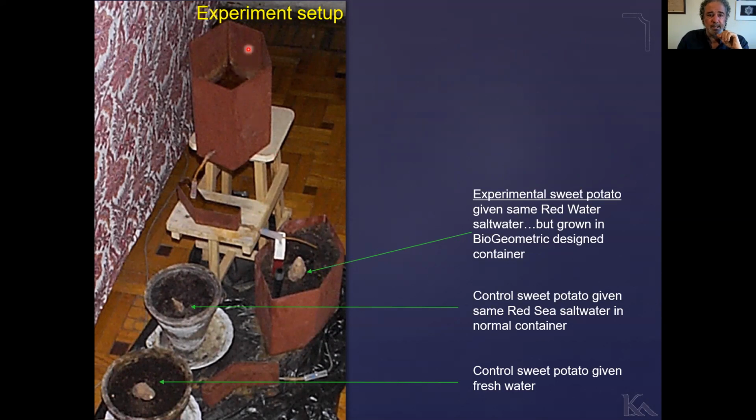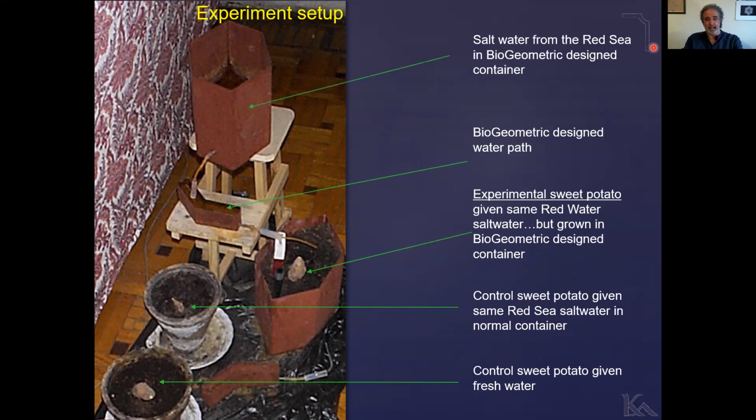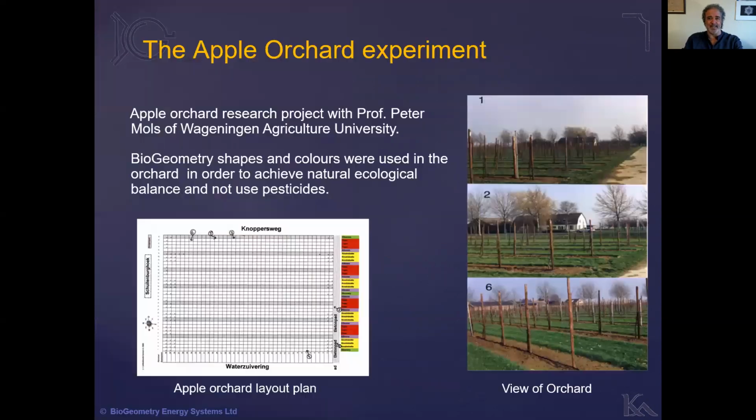Not only that, but the container in which the water was placed was also given that shape, as was the conduit, the trough, which shuttled the water from the container into the sweet potato. So all that was done to have this effect is simply changing the shape of the containers of the sweet potato and the water. That's all. Okay? So a very powerful demonstration of biogeometry at its simplest, but at its best.